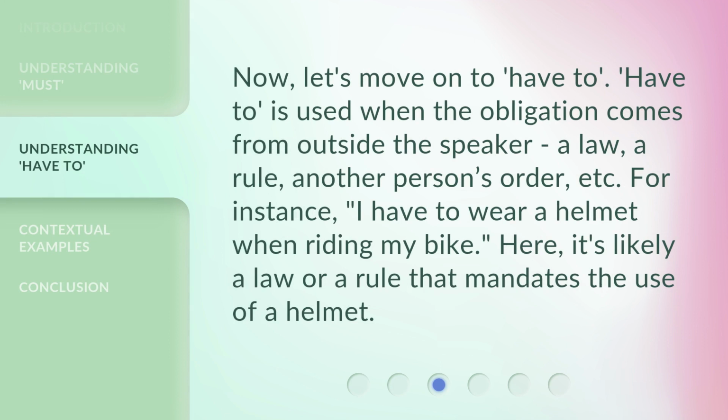Now, let's move on to have to. Have to is used when the obligation comes from outside the speaker: a law, a rule, another person's order, etc. For instance, I have to wear a helmet when riding my bike. Here, it's likely a law or a rule that mandates the use of a helmet.